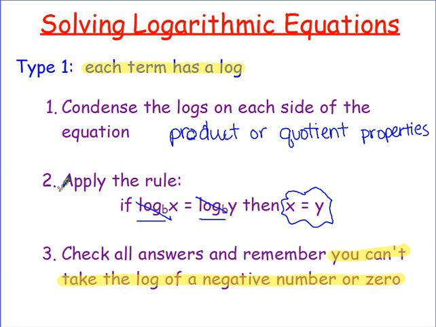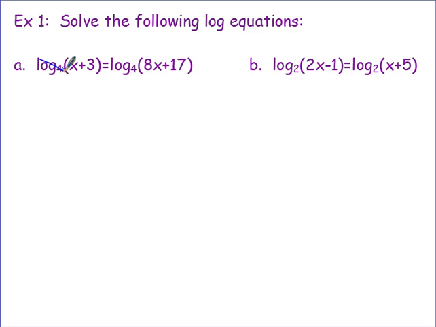And so step number 2 says, because we see 1 log on each side, we're going to cancel them. So I'm going to cancel that log and cancel that log. So what that leaves me with is x plus 3 equals 8x plus 17. So now we have to move some things around. So we want all of our x's together. So I'm going to move this 8x over here. So I'm going to subtract 8x because it was positive.